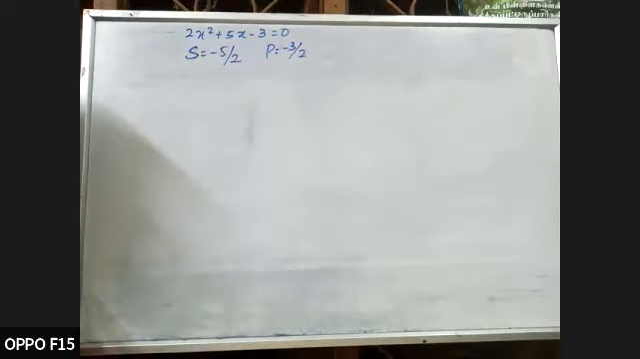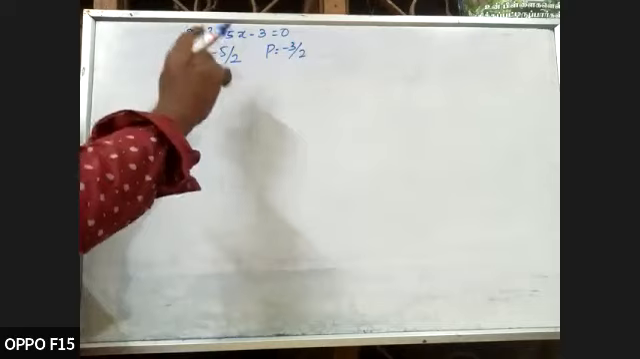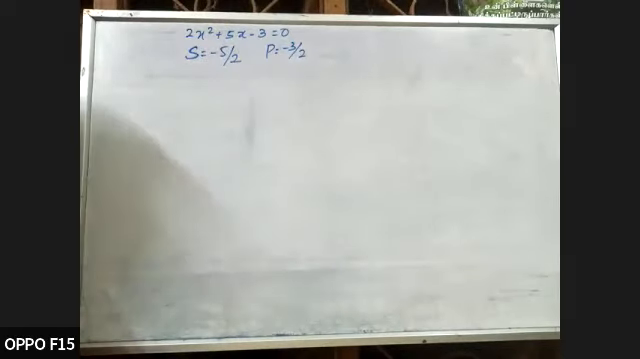Everyone knows: minus b by a, and c by a. So I can write this as s equals -5/2 and p equals -3/2. Now this sum, -5/2, we have to divide by 2. Sum is equal to minus b by a, which is -5/2, and p is equal to -3/2.